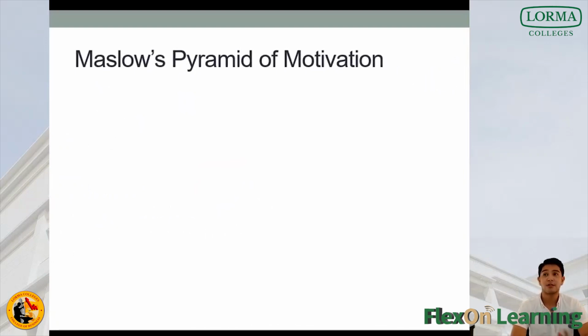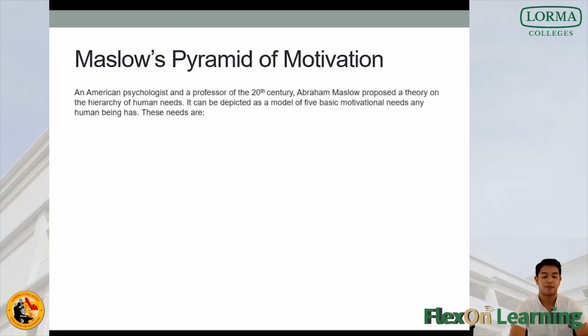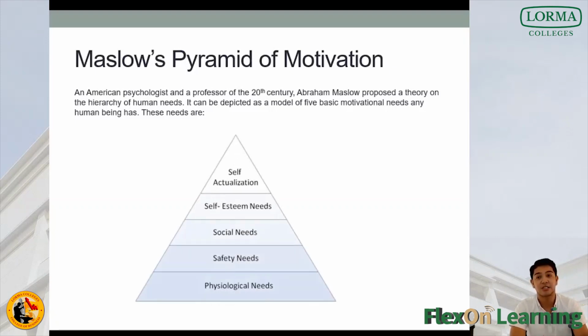So now, let's go to the Maslow pyramid of motivation. An American psychologist and professor of the 20th century, Abraham Maslow proposed a theory on the hierarchy of human needs. It can be depicted as a model of 5 basic motivation needs any human being has. And these needs are self-actualization, self-esteem needs, social needs, safety needs, and physiological needs.